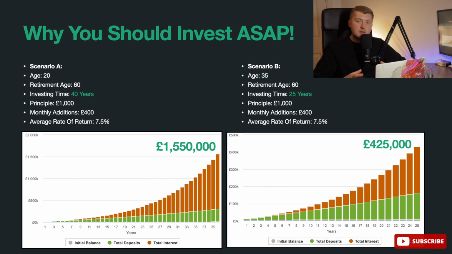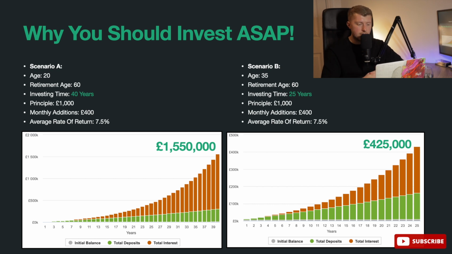That individual invests a £1,000 principal, let's say on their 20th birthday, and then makes £400 monthly additions over the course of their investing lifetime, accounting for inflation too. Providing an average rate of return of 7.5%, which is a little bit lower than the average returns which I shared with you guys at the start of the video. Over that 40-year period, in scenario A, this person would have an investment portfolio of just over £1.5 million.